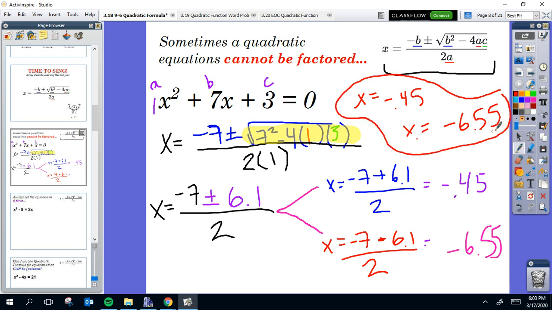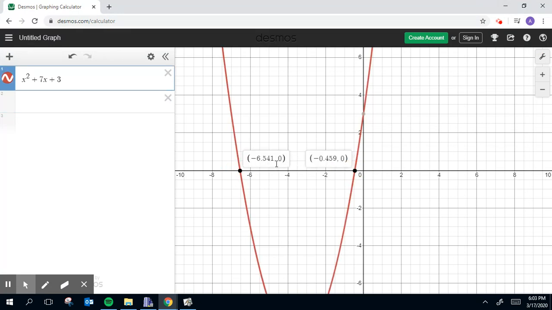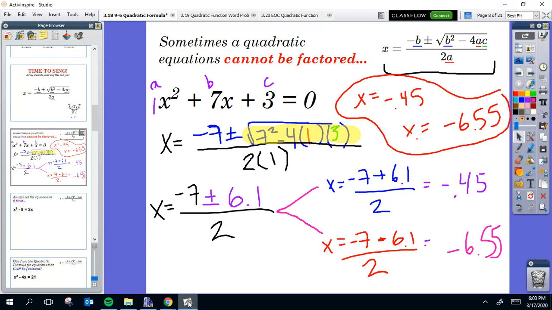If you guys want to double check this, I have my formula right here. I've already typed it into Desmos, and I'll pull this over. If I click my x-intercepts, negative 6.5, negative 0.46, that matches completely what we did with the quadratic formula.